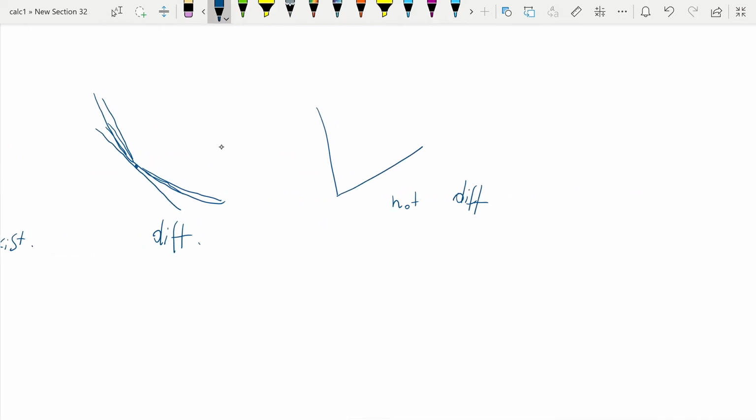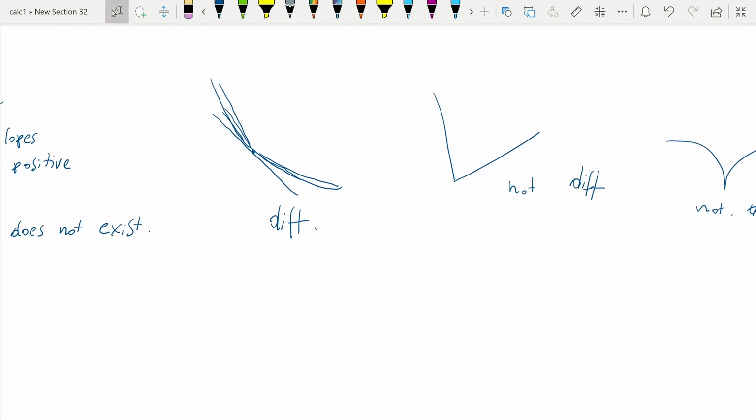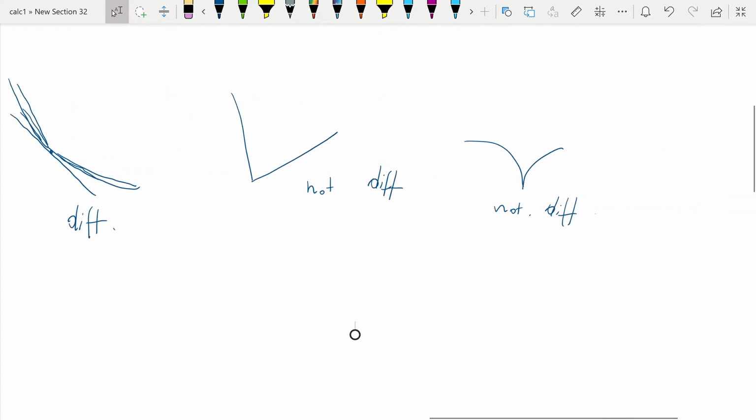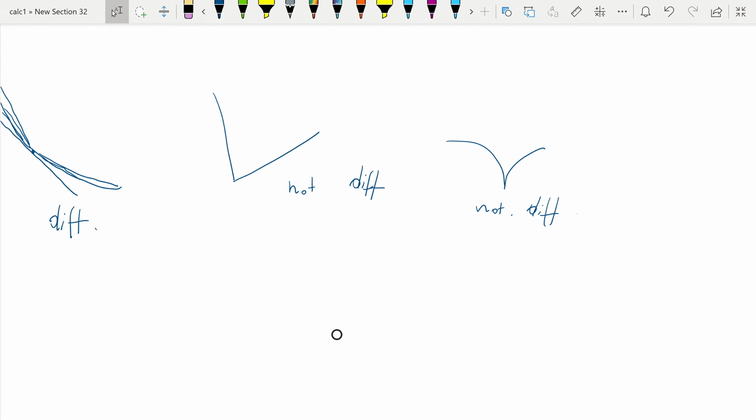So anything like this, if you have something like that, is not differentiable. The transition from the behavior of f on one side of the point to the other side needs to be smooth, and that's the idea behind the notion of differentiability.